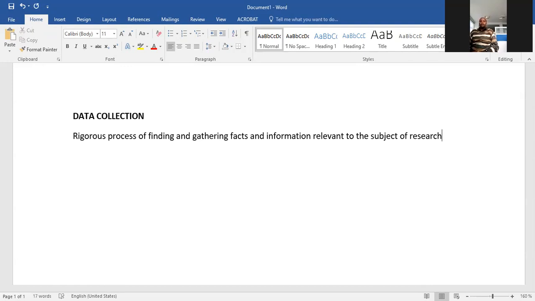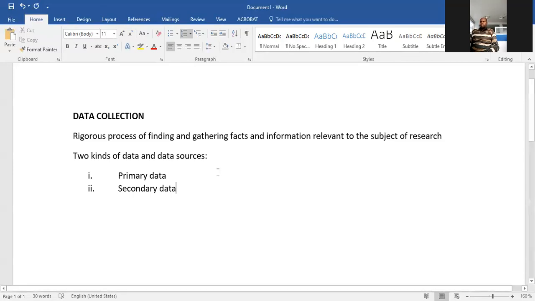Now, in data collection, there are two kinds of data that can be collected from two kinds of data sources. All right? Two kinds of data and data sources. So, let's discuss the two kinds of data and data sources. Number one, we have what we call primary data. Then we have secondary data. Now, what are these? Primary data and secondary data.